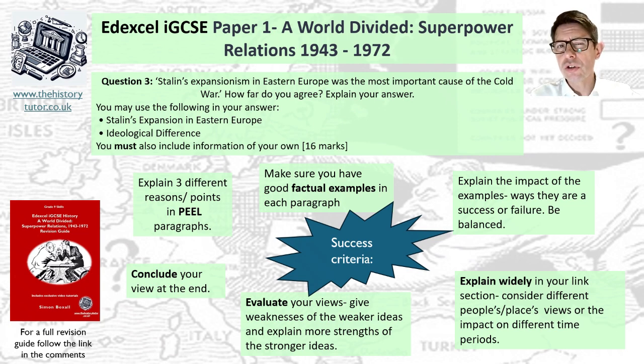So you're doing maybe a short-term and then a long-term impact in how this is causing Cold War tensions. You might want to evaluate. So you might want to decide which is the most important. It's telling you Stalin's expansion in Eastern Europe is the most important. How far do you agree? So you might want to give strengths and weaknesses to decide which of the different ideas is the most important cause. And at the end, round it all off with a nice conclusion. Make it clear how much you think Stalin's expansion in Eastern Europe was the most important cause.